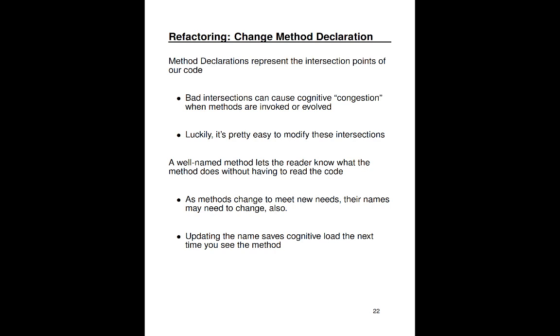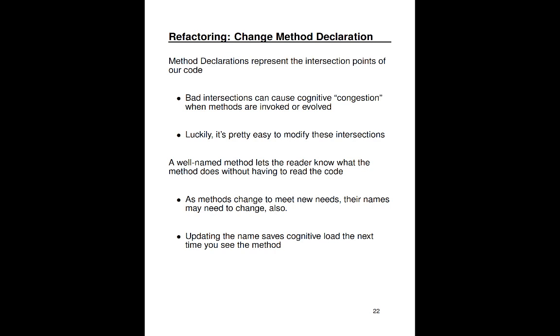So that was the extract method refactoring. Here's another refactoring that might come in helpful when you see a smelly code comment. And that's changing the method declaration. Now, method declarations are the API. It's the intersection point of our code.